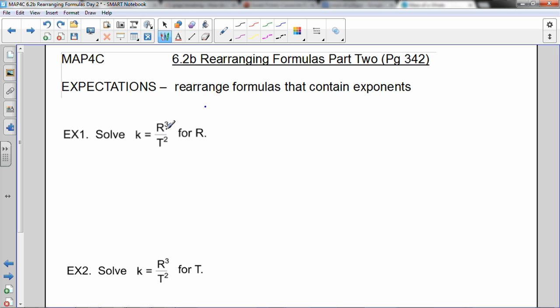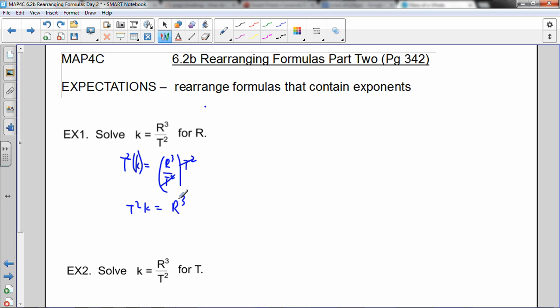What's the operation between the r cubed and the t squared? Well, it's divide. So the opposite operation that I'm going to do is multiply, right? So I'm going to multiply both sides by t squared. Opposite operation. Cancel those. I got t squared k equals r cubed.